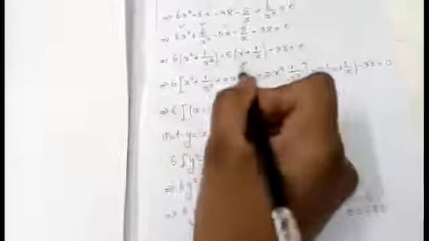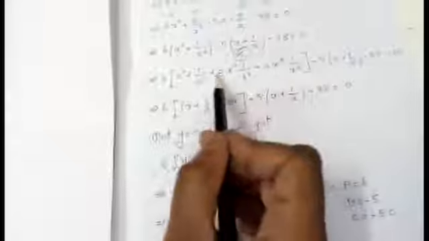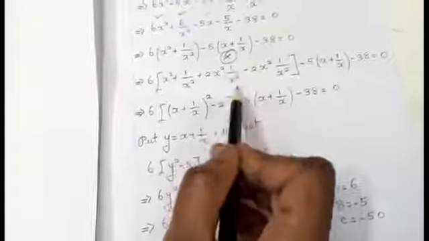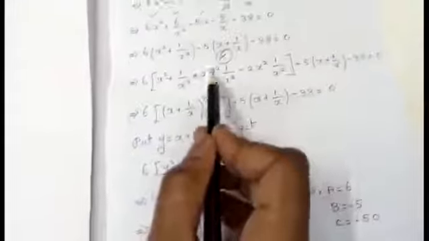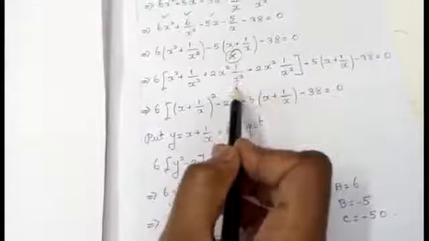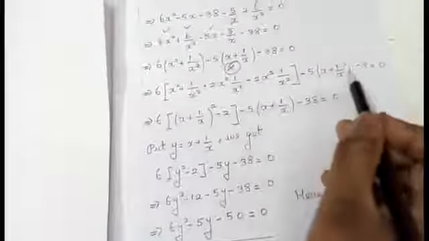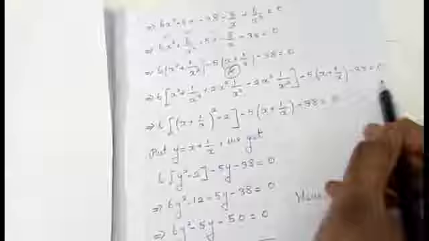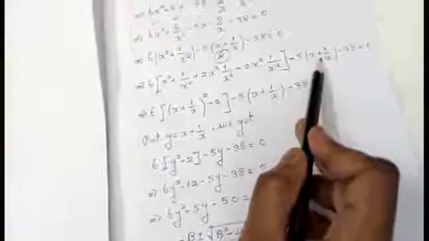Here, this is an important place. What I am doing is, I am adding and subtracting plus 2 times x square into 1 by x square. Add and subtract 2 times x square into 1 by x square. Similarly, minus 5 times x plus 1 by x, minus 38 equal to 0. I am keeping it as it is. What is the value I am having here? X plus 1 by x. The positive term.